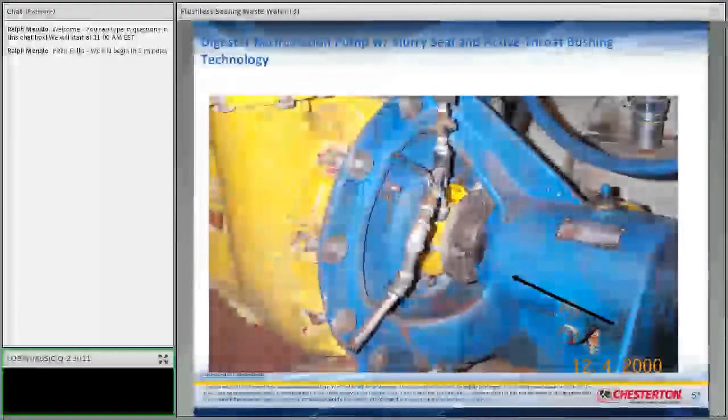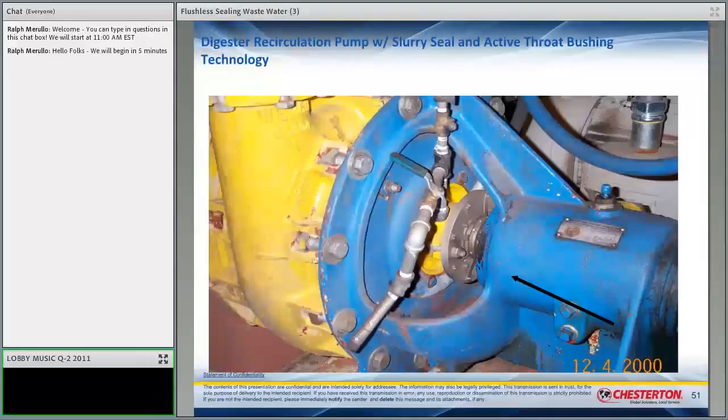All right, so here's another example. This is another example of a slurry seal in a digester recirc pump. And this is actually our old 156 slurry seal. Let's see the leaf springs here. This particular one uses leaf springs. Those will never clog, right? Because they're completely out of the fluid. Split seals are like that. Our split seals are like that, with leaf springs now outside. So they're a nice solution.